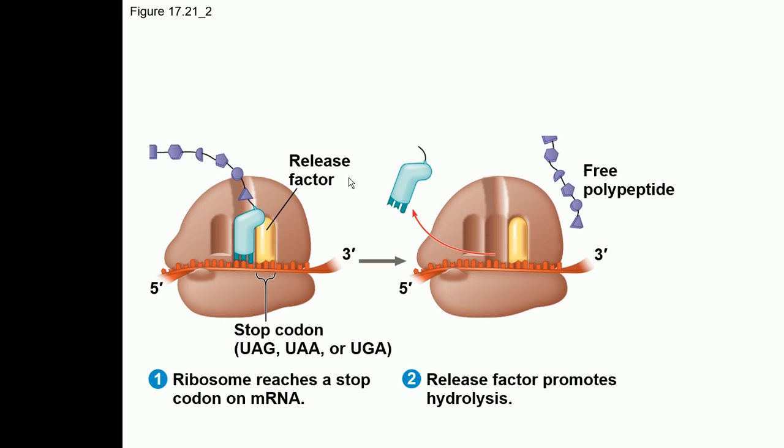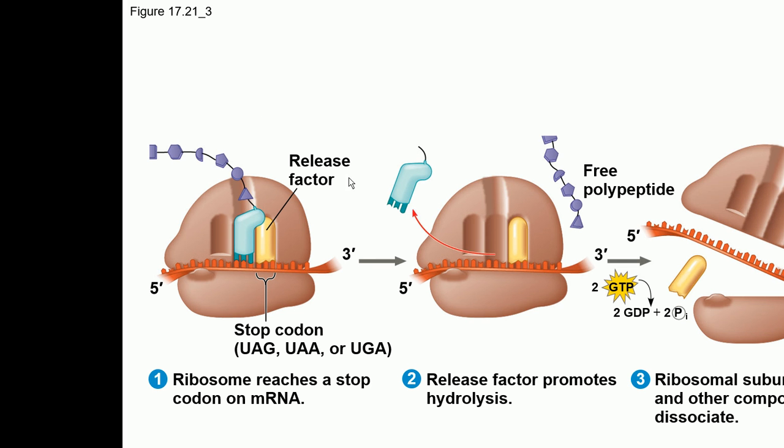So the polypeptide chain is formed. Remember that this is a polypeptide chain. This is not a protein. So if you go back and check your chapter on biomolecules, you need to know what's the difference between polypeptide chain and protein. So once the polypeptide chain is formed, the two subunits of the ribosome separate, mRNA separates, the release factor goes away, everything gets dissociated.